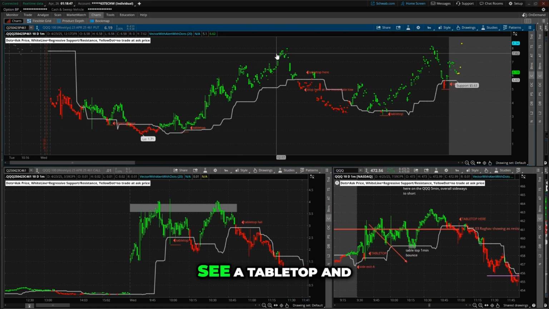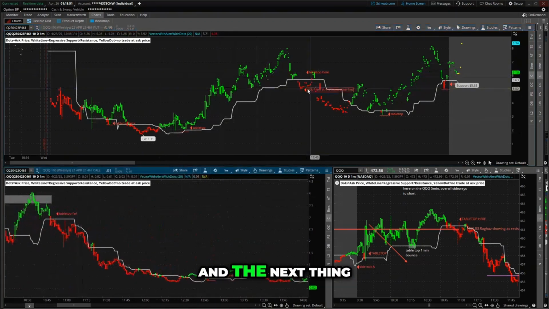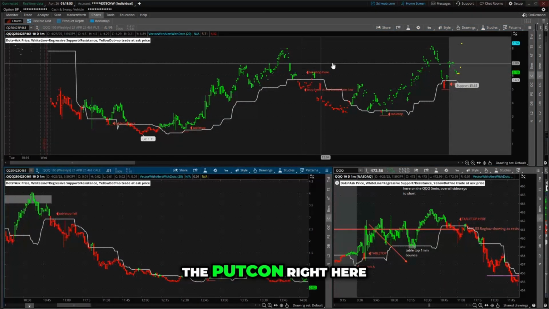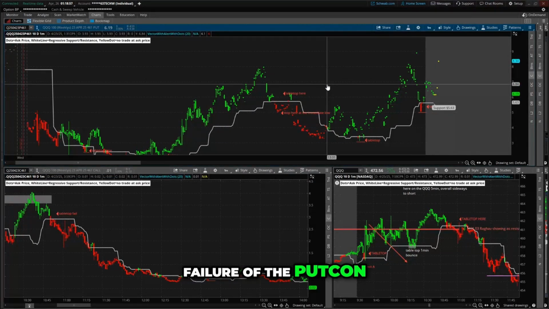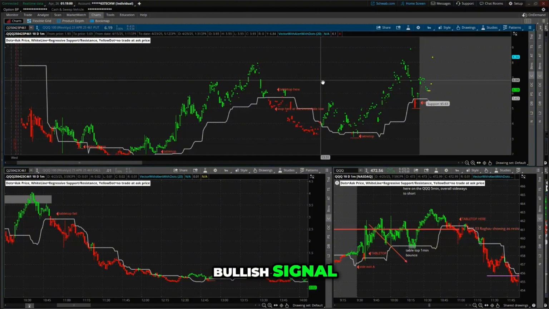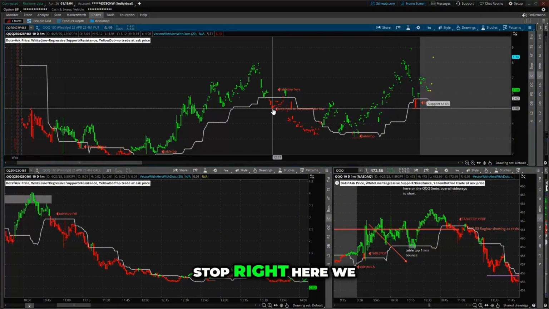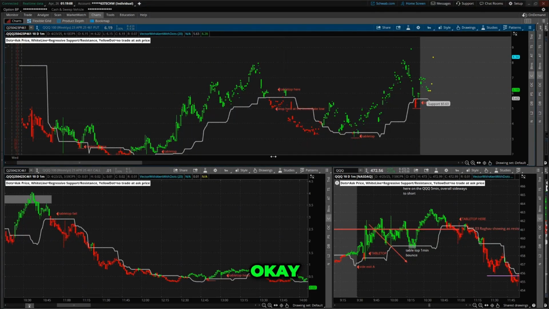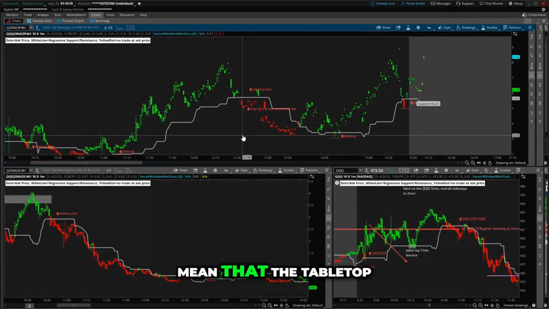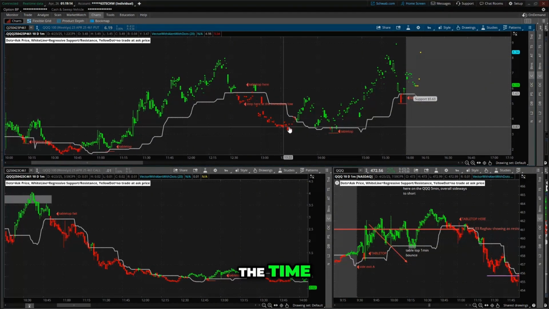Right here we did see a tabletop and it worked out perfectly, right? And the next thing we have is on the put con right here. Okay, again, failure of the put con leads to a bullish signal. So right here we did see a tabletop, but if we put our stop right here, we did see the upside, but our stop was hit. Okay, so this does not mean that the tabletop or the side exit works 100% of the time.